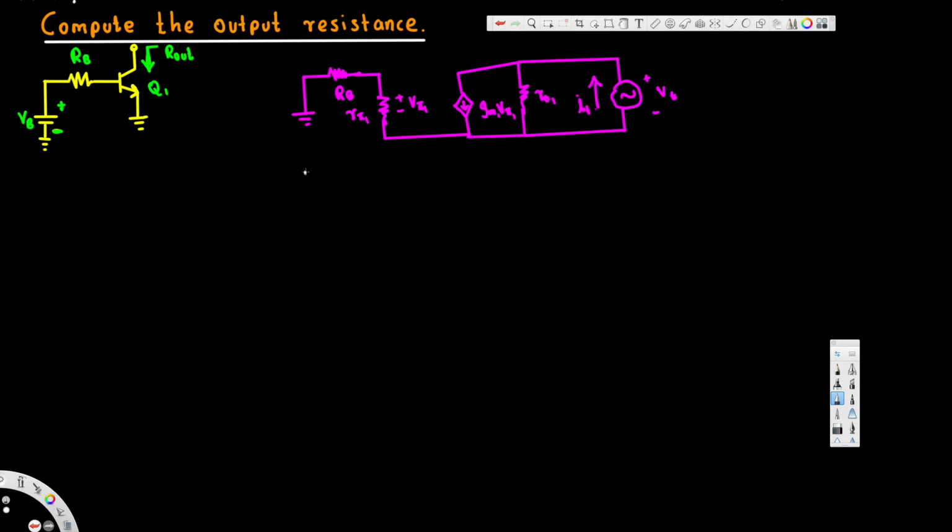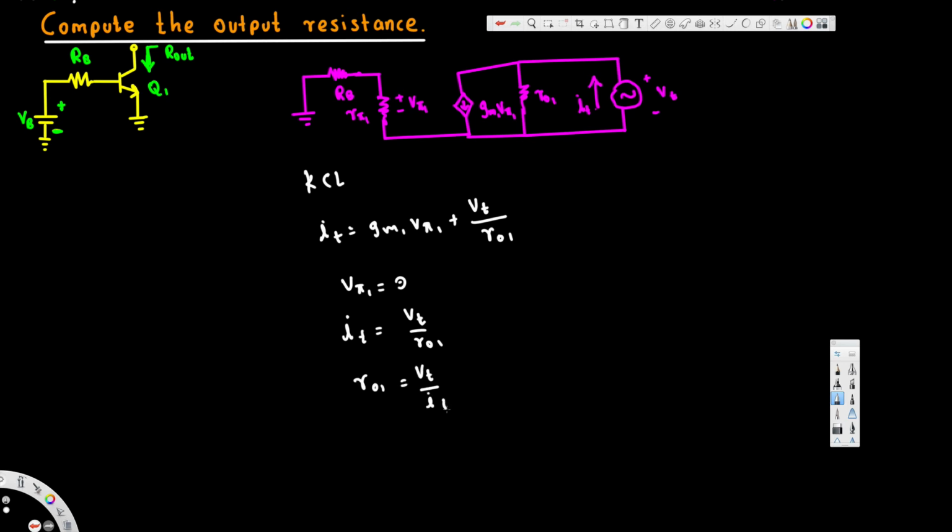Here I'm going to apply KCL. If I apply KCL, IT is going to be equal to gm1 Vπ1 plus VT over RO1. Here Vπ1 is equal to 0, so we can directly write IT is equal to VT over RO1. Therefore RO1 is equal to VT over IT.